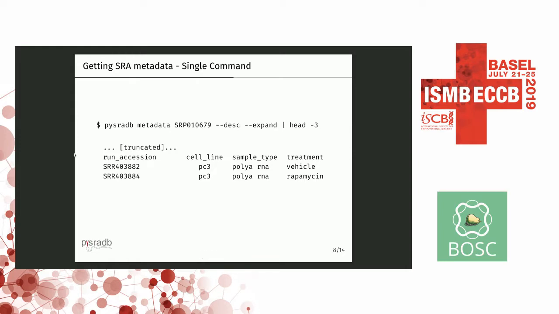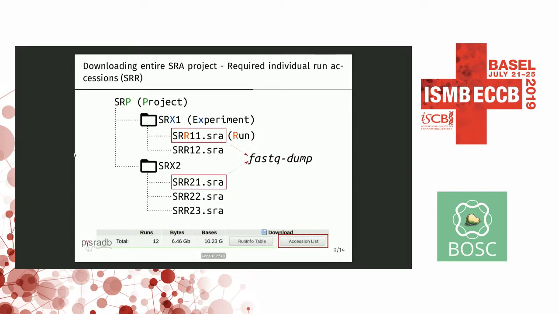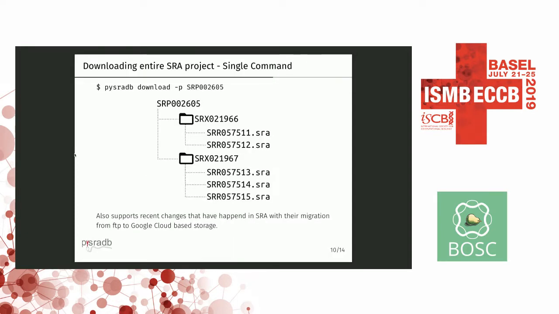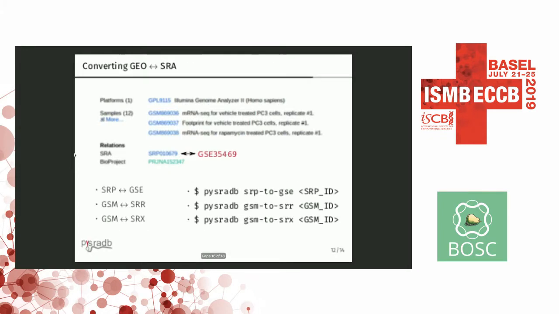So the first example is getting the metadata. You can just type pysradb metadata and it gives you the metadata for an entire project. The second problem that I addressed was about getting the data. So in principle, you can just do pysradb download, and it downloads the entire project rather than downloading individual files. I also want to point out it supports the recent change that has happened in SRA, where SRA is now moving to Google Cloud Storage rather than FTP. In terms of the third problem, it also allows interpolation between SRA and GEO, so you can convert GEO ID into SRA ID on your command line.